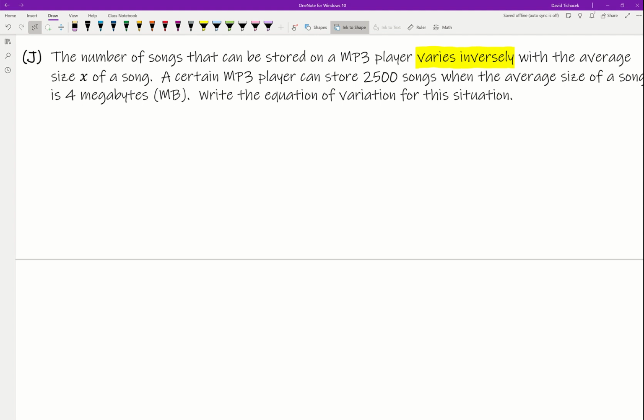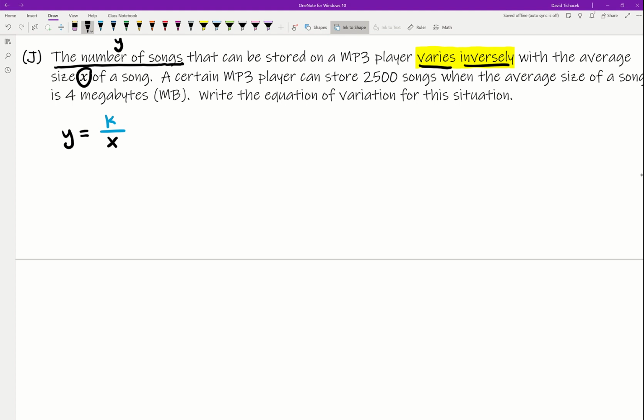So it says in part J, the number of songs that can be stored on an MP3 player varies inversely with the average size X of a song. Weirdly enough, they gave us a variable for the average size of a song, but they didn't give us a variable for the other thing, which is the number of songs. So we may want to give that a quick variable name. Let's keep it simple and call that Y, since we've already used X for something else. Keep in mind that we are varying inversely, so our model would simply look like this: Y is equal to some constant divided by X.